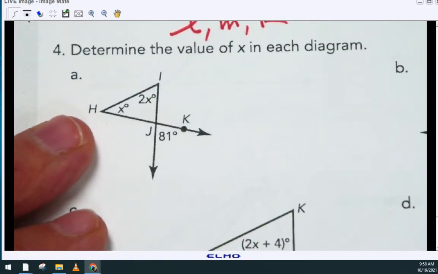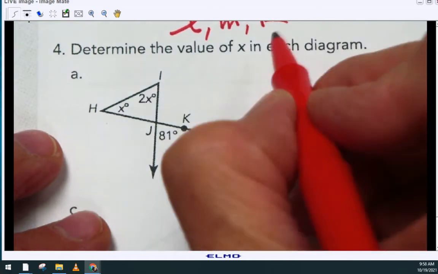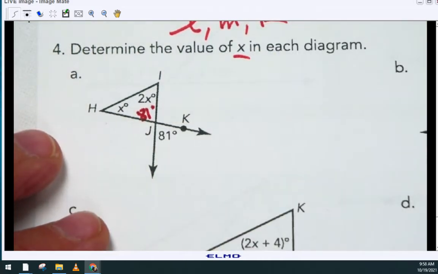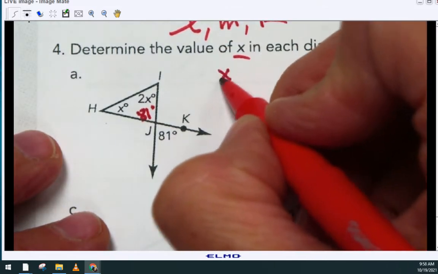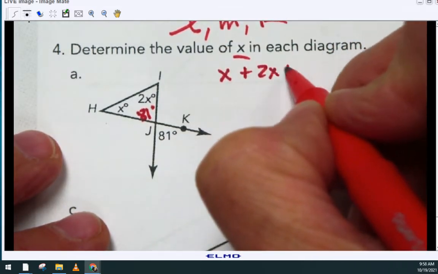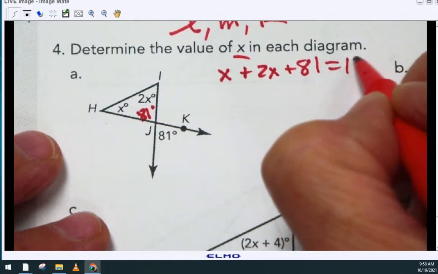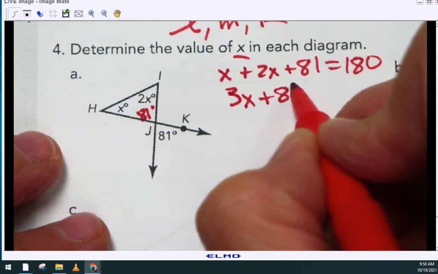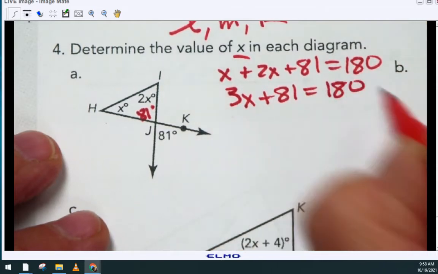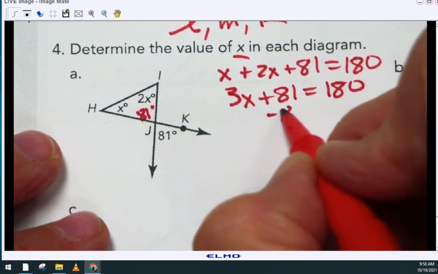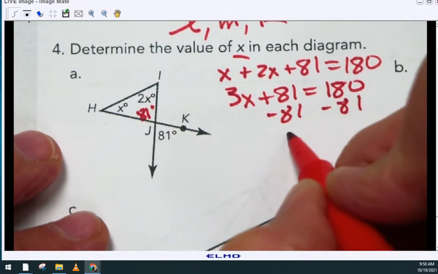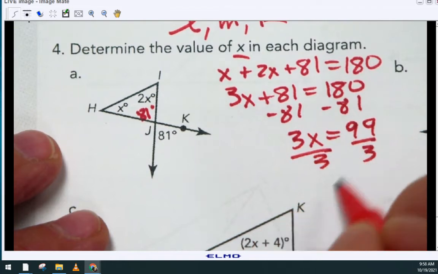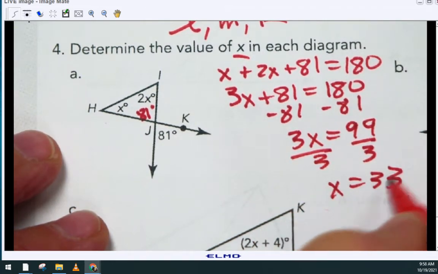Then here on this one, we're trying to find x. This is a vertical angle, so that right there is equal to 81. So I would take x plus 2x plus 81 and set it equal to 180. That would get me 3x plus 81 equals 180. I subtract 81 from both sides of the equal sign and I get 3x equals 99. Divide by 3 and get x equals 33 degrees.